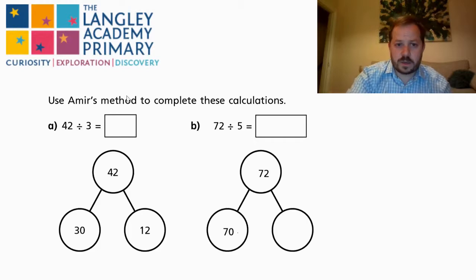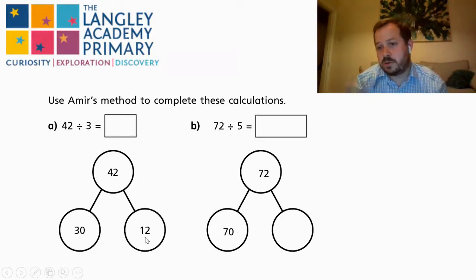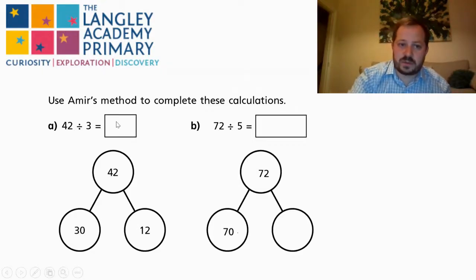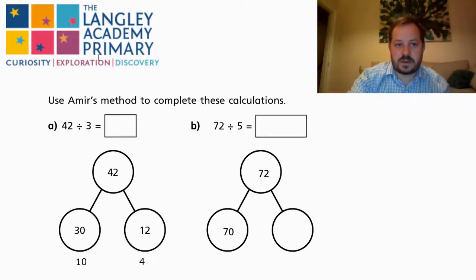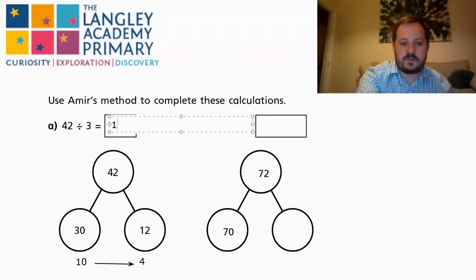Okay, so the first thing we've done, I've already split the answers into parts, and I've split 42 into 30 and 12, because I know both of these 2 numbers are divisible by 3. I can divide 30 by 3, which is 10, and I can divide 12 by 3, which is 4. And once again, we just add the 2 parts together, and that gives us our answer of 14.